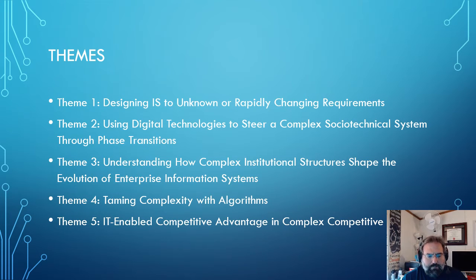So the researchers here came up with 5 themes, and these are pretty interesting and compelling. So I'll spend a little bit of time talking through each one of them. The first theme is around designing IS to unknown or rapidly changing requirements. Now, that's pretty interesting because in information or software development, we have this concept of agile development. This is very similar, and the motivations are probably the same.